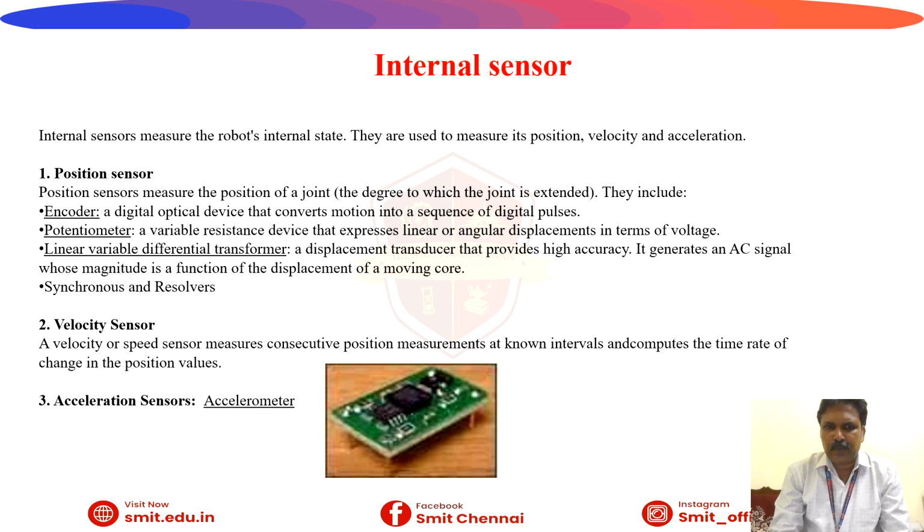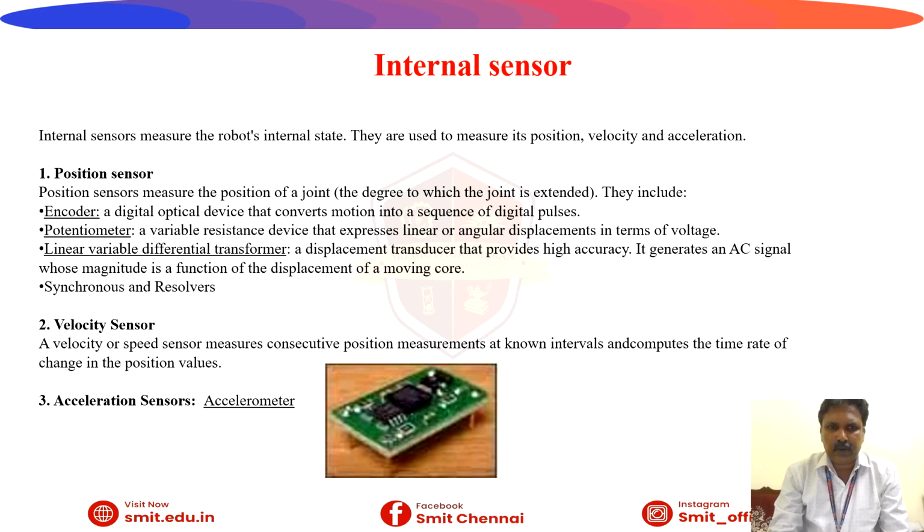First of all, we will see the position sensor. A position sensor measures the position of the joint, the degree to which the joint is extended. So what is a joint? Whenever two links are added, we will get a joint. Two links combined together form one joint. The degree to which the joint is extended, up to what it is extended.